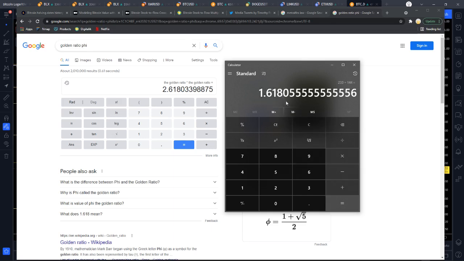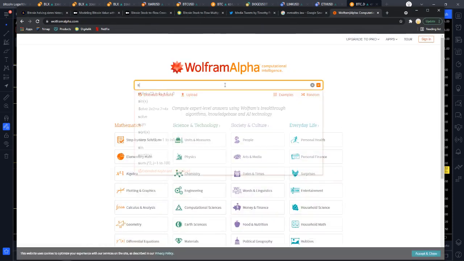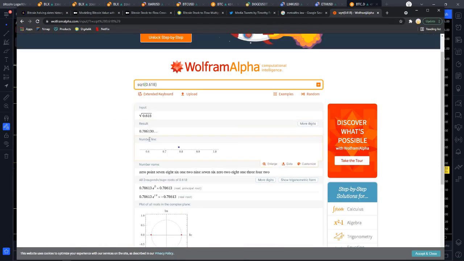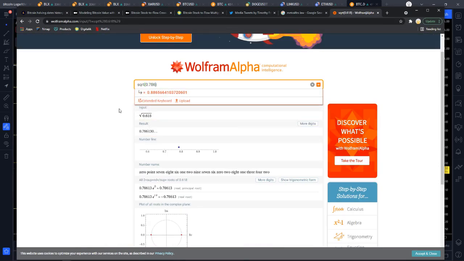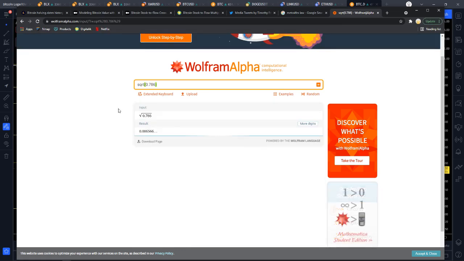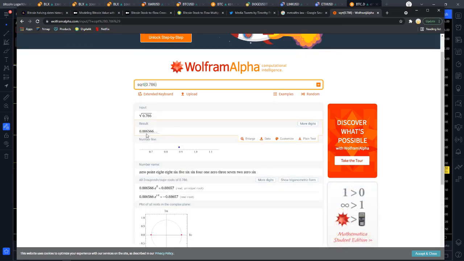You can do this with any two numbers in this sequence that are right next to each other, dividing forward or backwards. It is the absolute relationship between any two numbers in the sequence that follow or precede. If we take the square root of phi, we get 0.786, another Fibonacci ratio. If we square root 0.786, we get 0.886, another Fibonacci ratio.